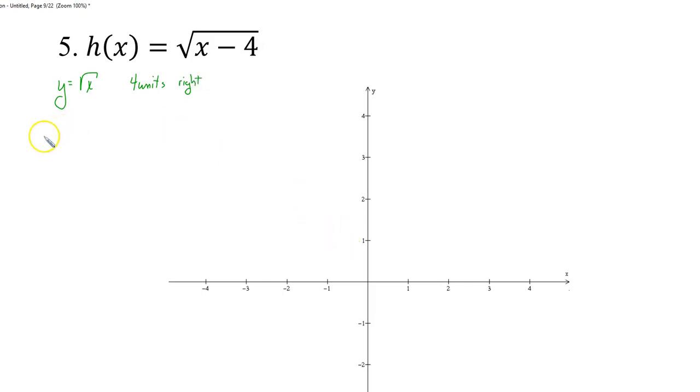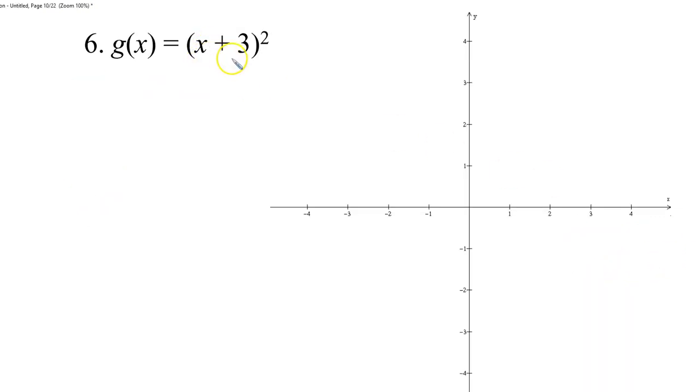The other thing you can do is talk about the domain of this function. If you remember our square roots, we took what was inside the square root and said it has to be greater than or equal to 0. If I add 4 to both sides, I get x must be greater than or equal to 4. So my domain starts at 4 and goes to positive infinity, which helps us remember that it's going to start here and go to the right. Either way works, whichever helps you remember, but we start here, and my square root function looks like this. That's going to be my graph there.